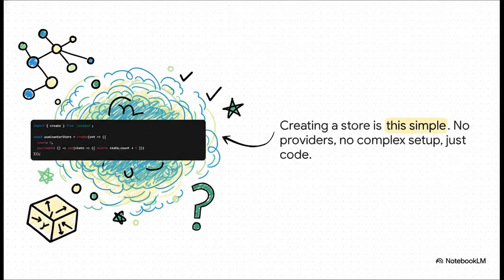And you can see that simplicity right here in the code. Seriously, that's it. You import create, you define your state and your actions all in one go, and bam, you're done. You have a global store. Now notice what's missing. There's no provider component wrapping your whole app, no separate action files, no complex reducers. It just gets right down to business, managing state.